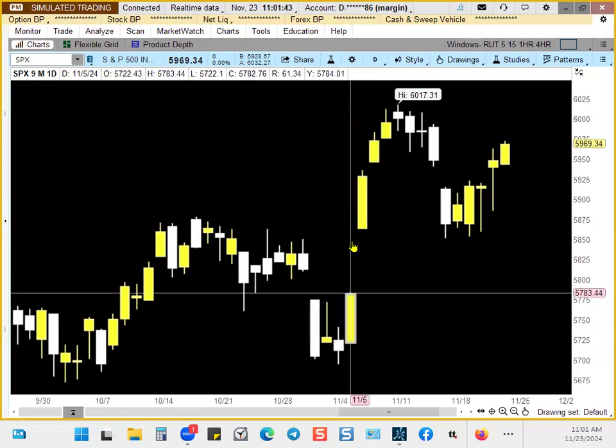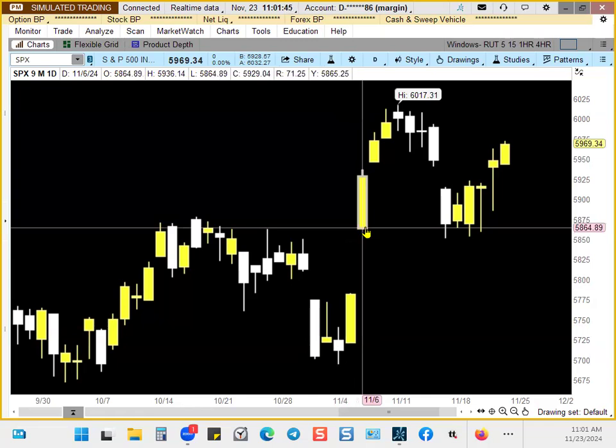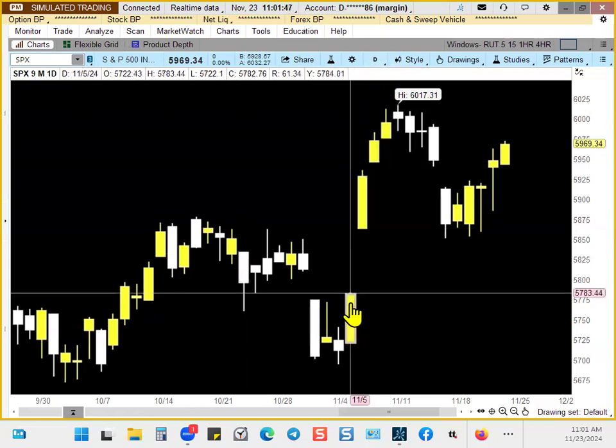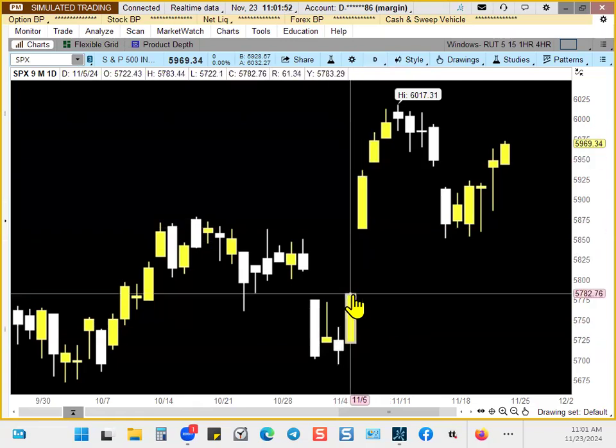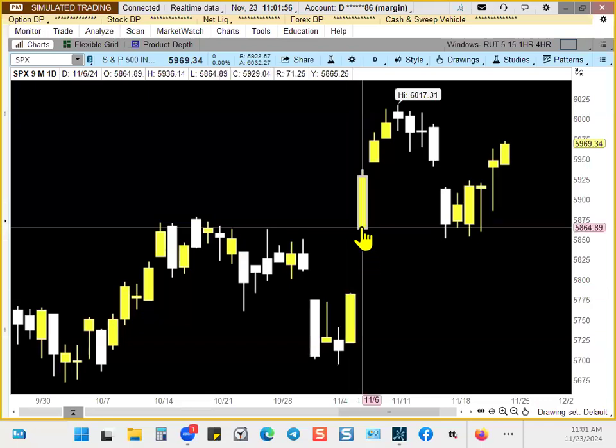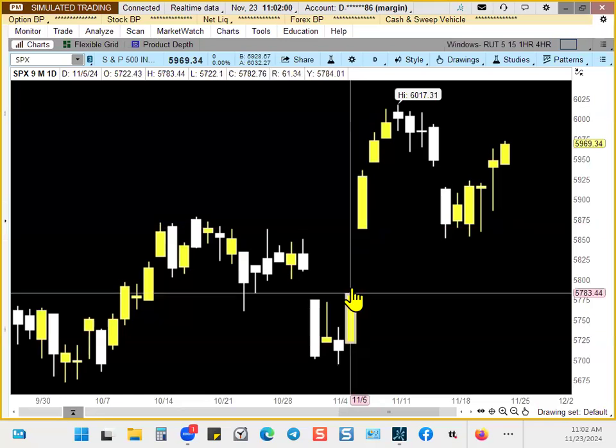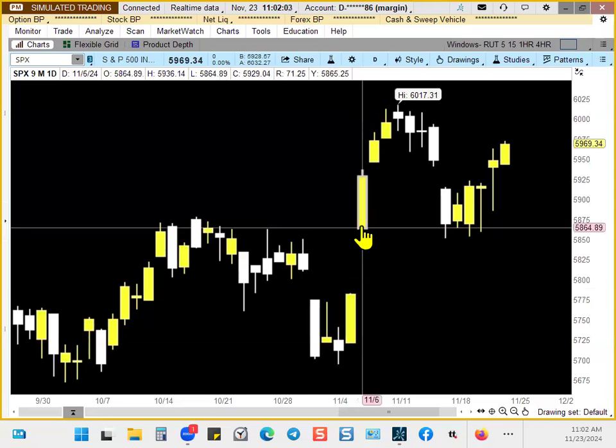In this case, this gapped up on SPX. This is the daily chart. This one gapped up, so it created this range space. So if we said 57.82 to 58.64, all right, that's a nice gap up right there.